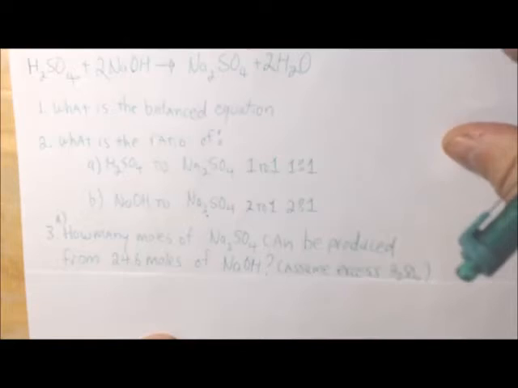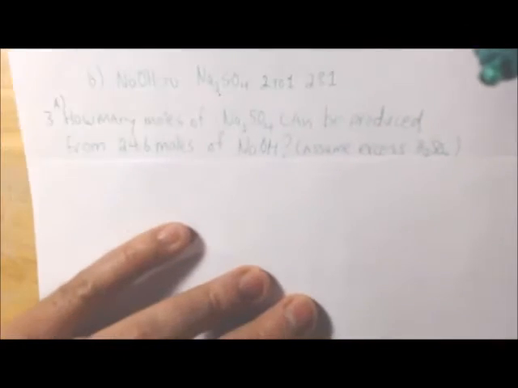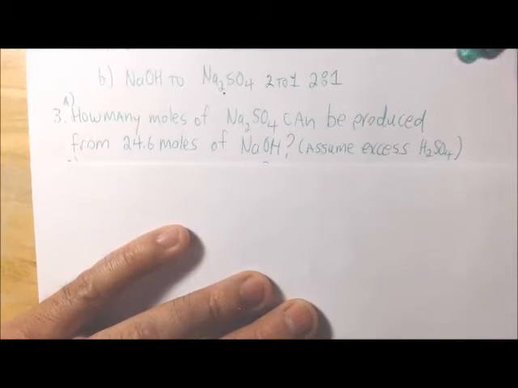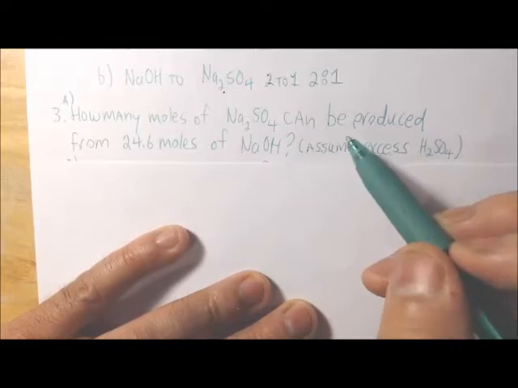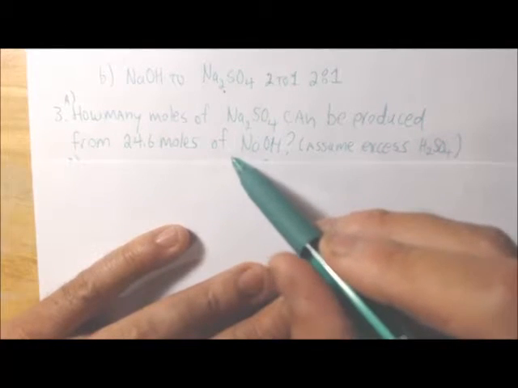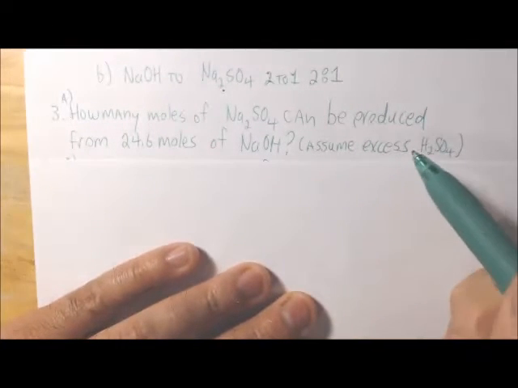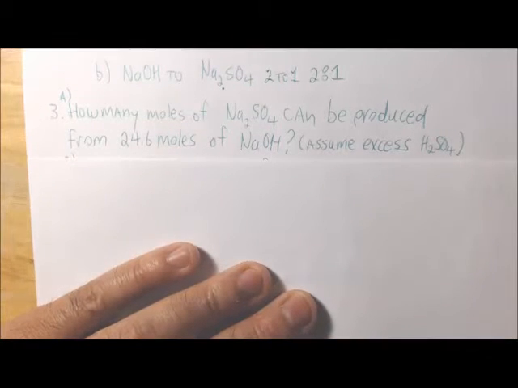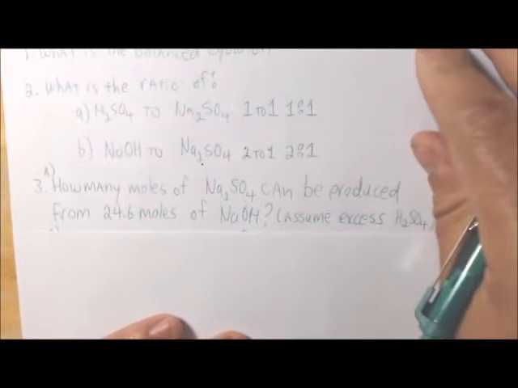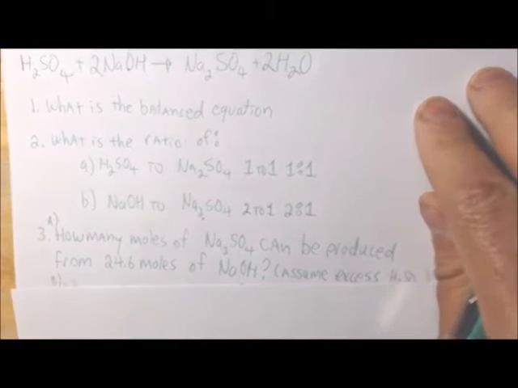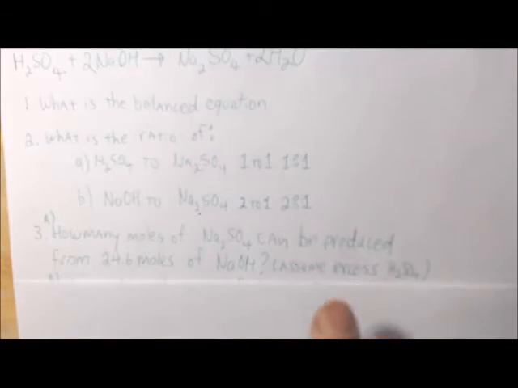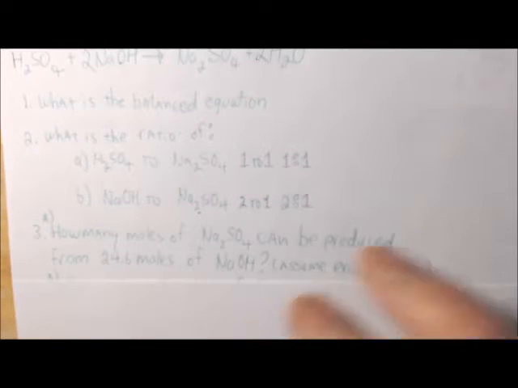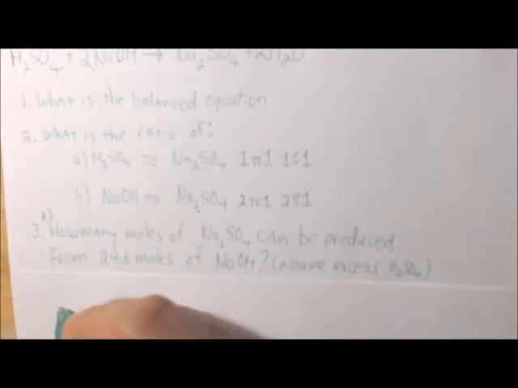Ooh, this one doesn't look fun. Let's see here. Let's move this up. How many moles of sodium sulfate can be produced from 24.6 moles of sodium hydroxide? Assume excess sulfuric acid. Okay. Well, we're going to use these ratios in this formula here. It's a one-step problem, mole to mole. So the first thing you do, always, write down what you are given.